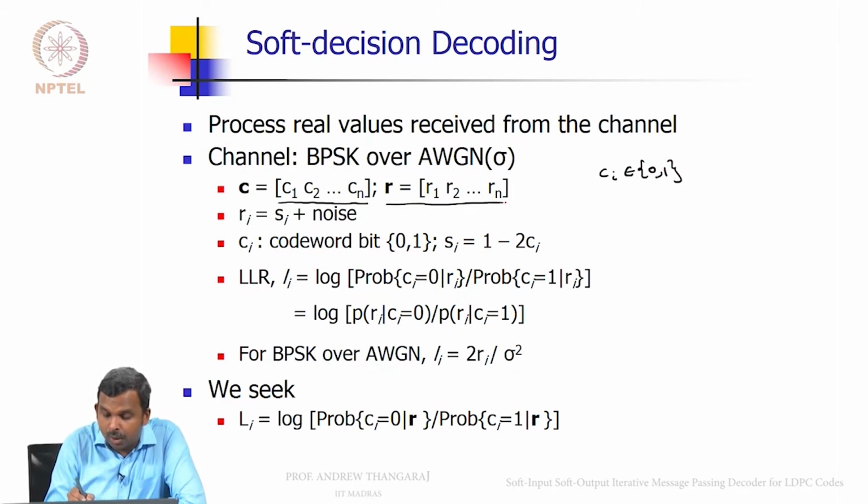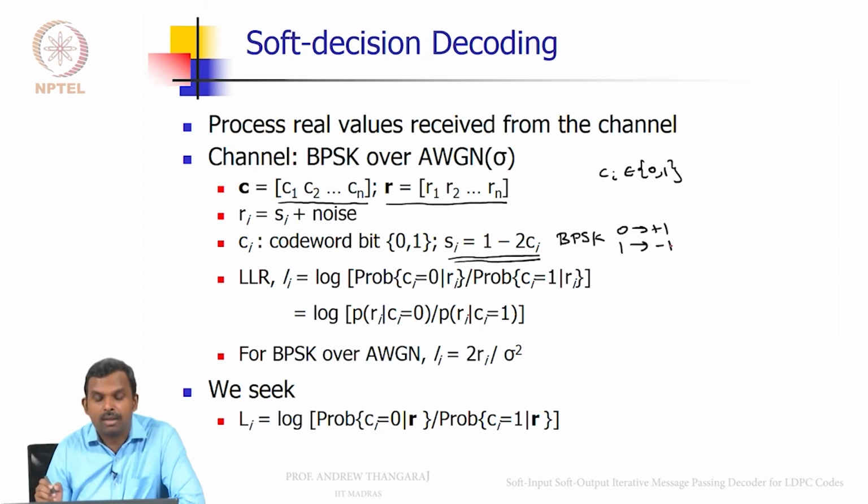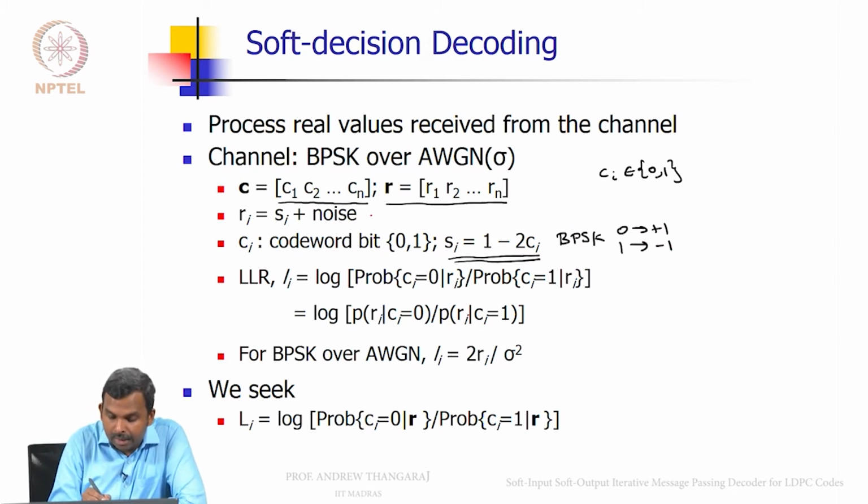This is the received value. Remember, Ci first gets converted into Si, which is the BPSK modulation. Okay, you can see the BPSK modulation here. 0 goes to +1, 1 goes to -1. Okay, it gets converted into a symbol, and then this is the received value, Ri. Okay, real value.